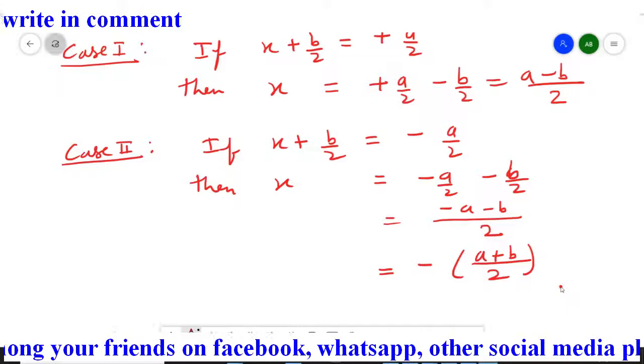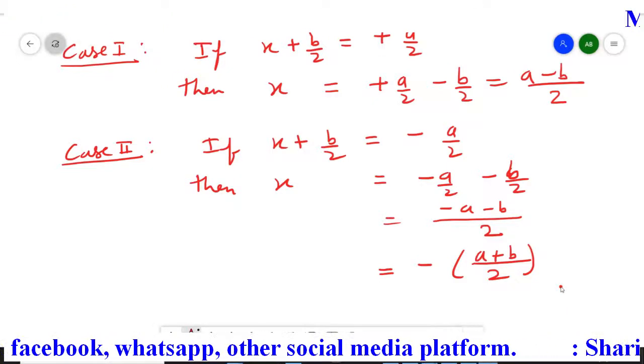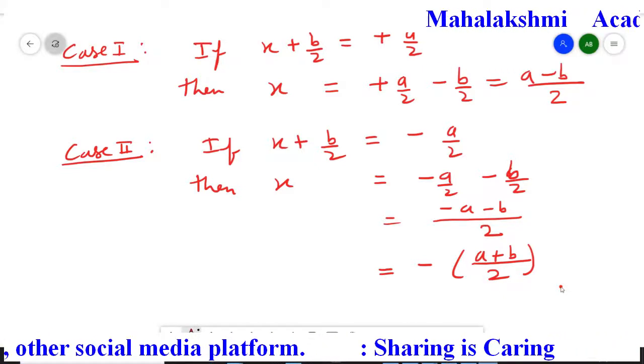So I hope this completing the square method is clear to you. In this there are 3 steps. By keeping the 3 steps in your mind, just proceed step by step.